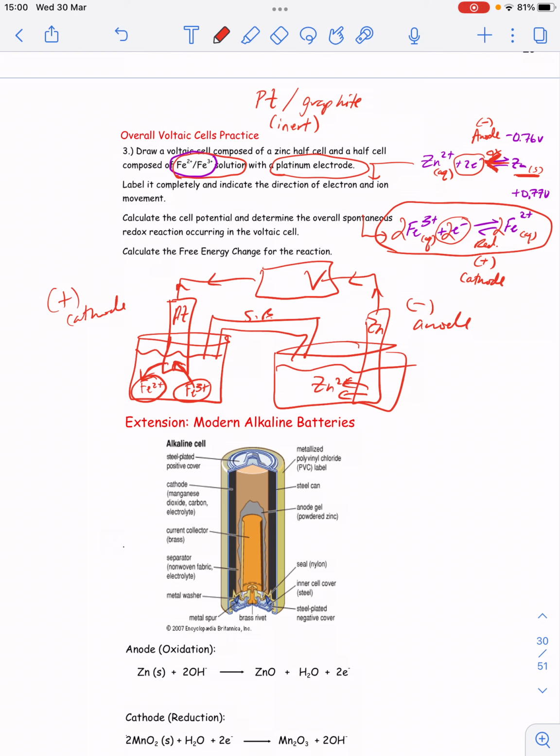The cell potential, we flipped this one to make it positive 0.76 volts. Therefore, overall, we have plus 1.53 volts. And in our delta G equation, it gives us negative 295 kilojoules.